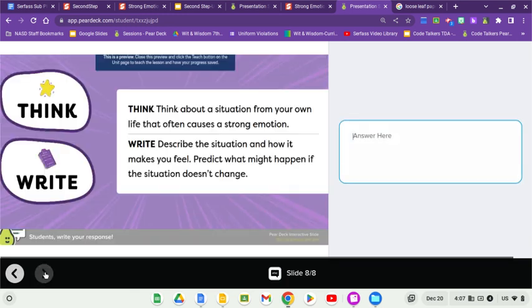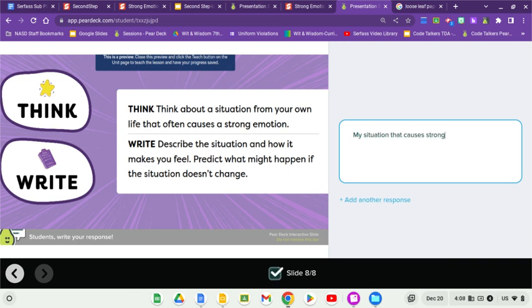So where we end up then is think about a situation from your own life that often causes a strong emotion. Describe the situation and how it makes you feel. Predict what might happen if the situation doesn't change, right? So my situation that causes strong emotions is dot, dot, dot. And then describe the situation. If the situation does not change, then dot, dot, dot. All right, please take the time to finish those two sentences about yourself now.